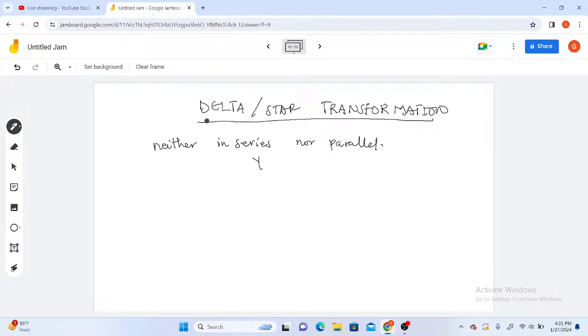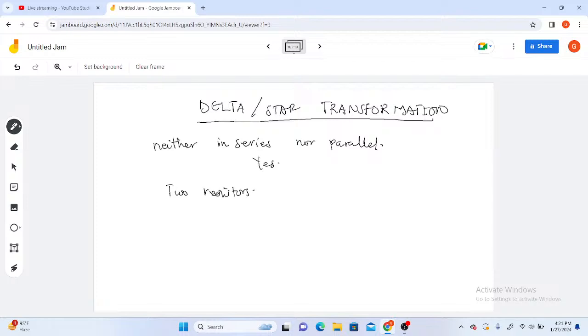Yes, the answer is yes. Two resistors may be neither in series nor in parallel. So how do we go about that? For delta star transformation, as you know, whenever we are simplifying circuits, we take two resistors at a time.